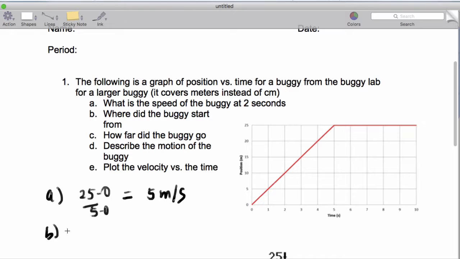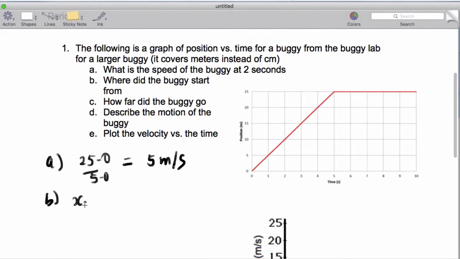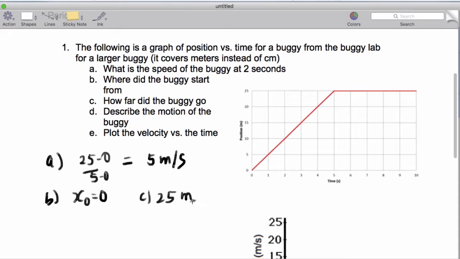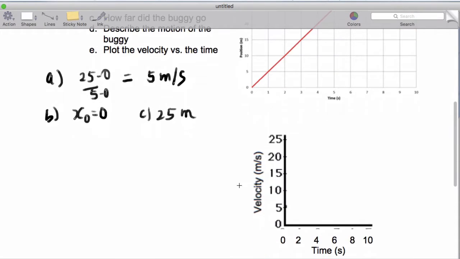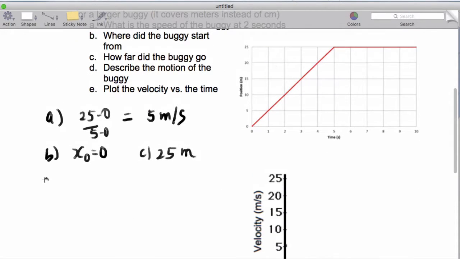Now, where did the buggy start from? Its initial position is 0, which we read off the graph. For part C, how far did the buggy go? Well, we read it off the graph. It went 25 meters.